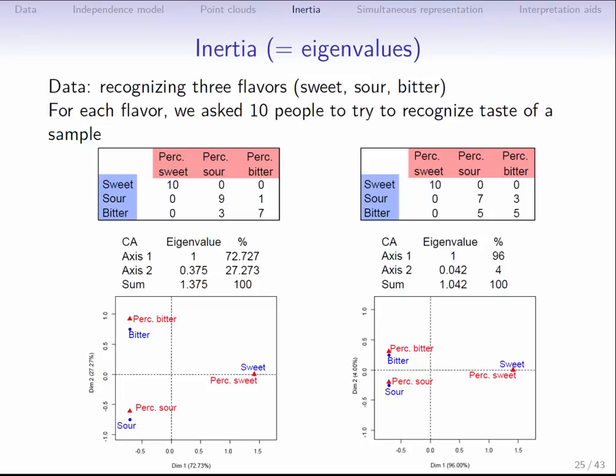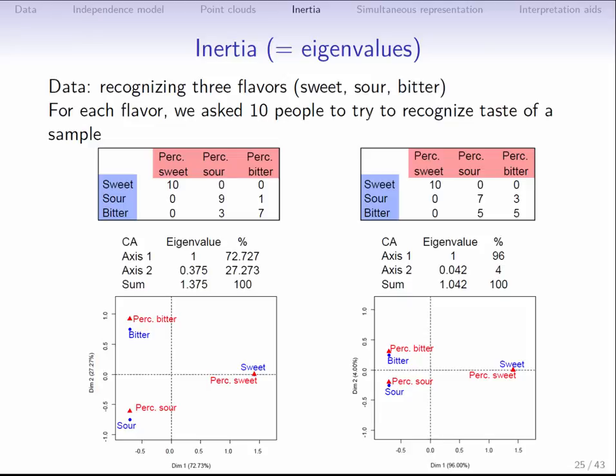The first dimension still perfectly separates sweet from the others. What's changed is that the separation between sour and bitter is much less than before. This is the way the plot tells us that there has been a lot of confusion between sour and bitter. This is what leads to the small eigenvalue of 0.04 associated with this second dimension.